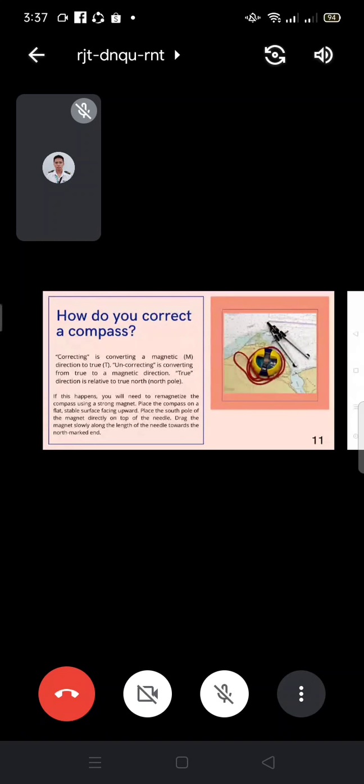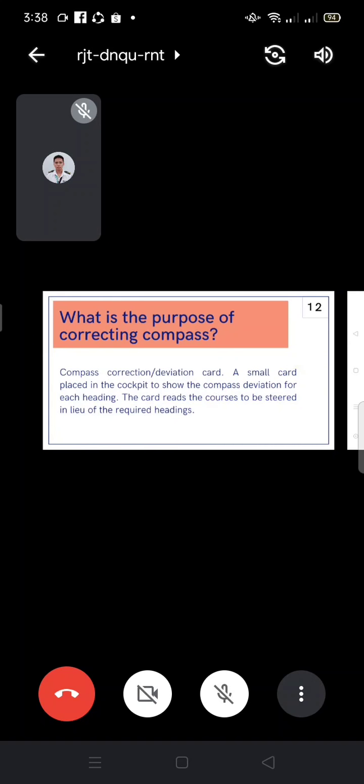How do you correct a compass? Correcting is converting a magnetic direction to true, and uncorrecting is converting from true to a magnetic direction. True direction is relative to true north or the North Pole. If this happens, you will need to magnetize the compass using a strong magnet. Place the compass on a flat, stable surface facing upward. Place the south pole of the magnet directly on top of the needle. Drag the magnet slowly along the length of the needle towards the north mark end.